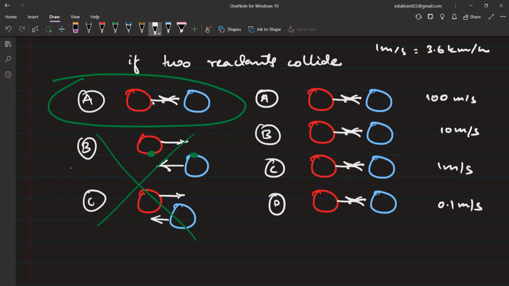A. Right? How many of you agree with A? It's fastest. Yeah, correct. If it's fast, then what is going to happen? The complete molecules are colliding with each other. If it is very slow, they will just touch each other, and that is not a proper collision. Yes or no? Please tell me, guys.